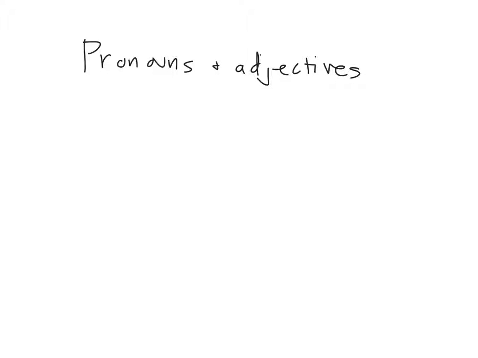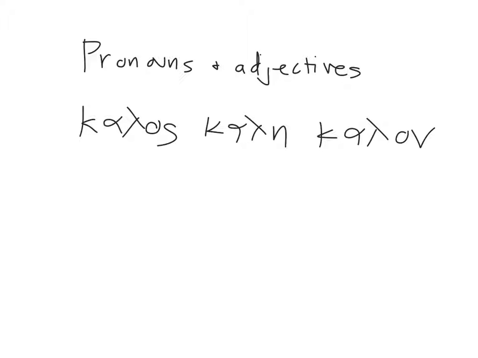This lesson is about pronouns and adjectives that behave largely like your most simple paradigm for an adjective: kalos, kale, and kalon. Kalos, kale, and kalon are a typical example of what I refer to as a 2-1-2 adjective, second declension masculine, first declension feminine, and a second declension neuter.